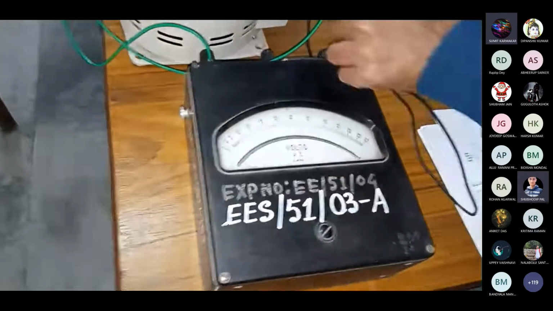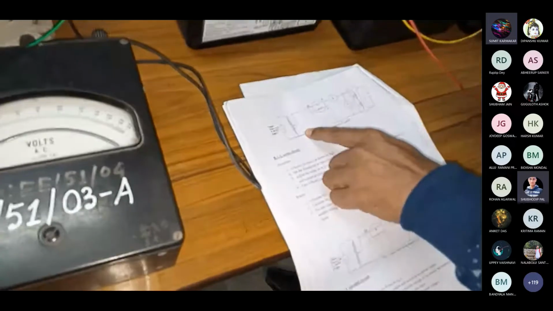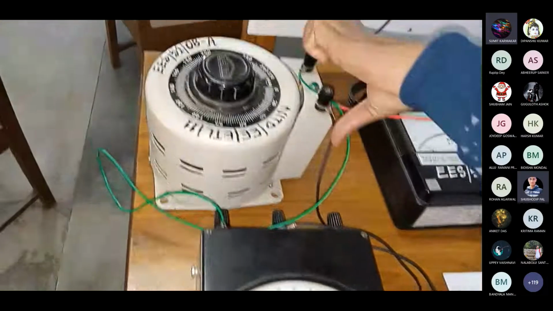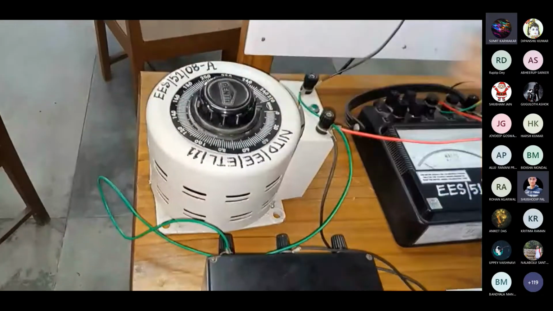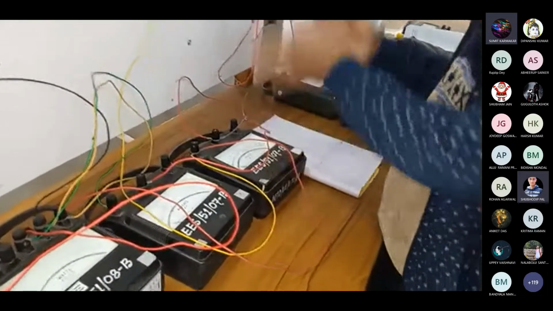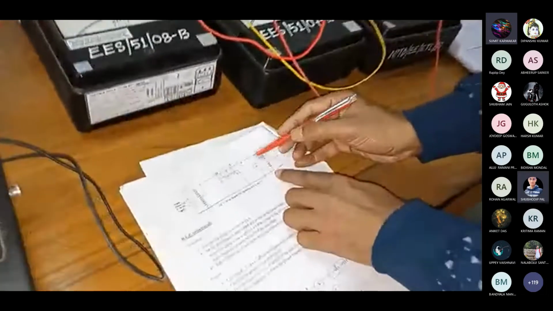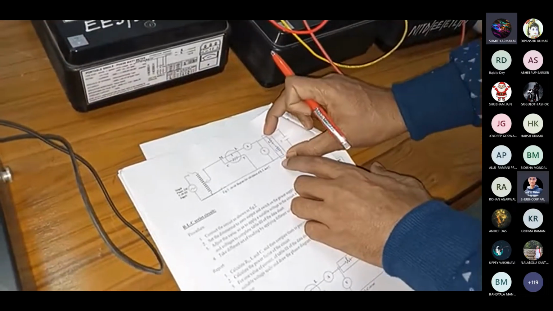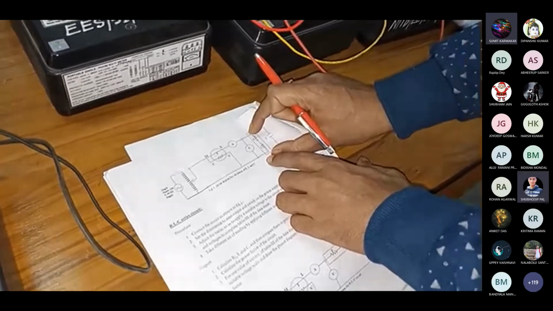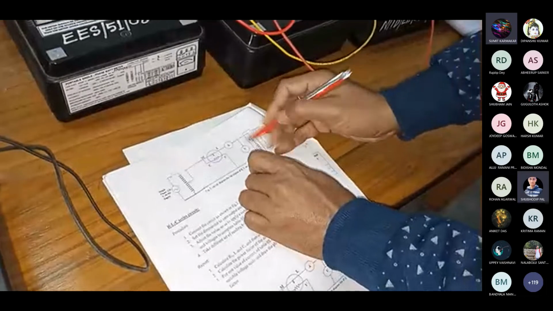In order to measure the voltage, this voltmeter is not shown here, but if you want to see exactly what voltage it is supplying, this voltmeter will show the exact voltage across the load, that is across the RL load. So this voltmeter will show the voltage across the RL circuit. All right, up to this we are here, right?